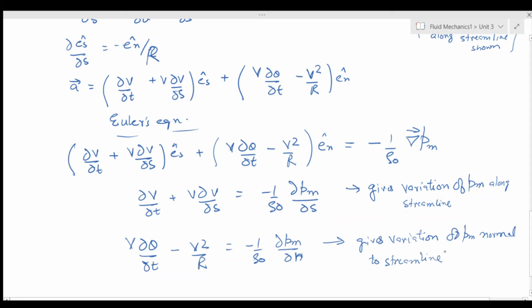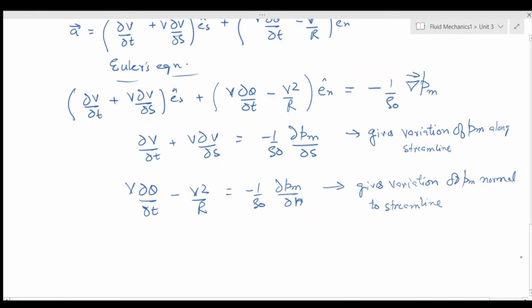streamline. Okay, so we have now variation of pressure along the streamline and perpendicular to the streamline, and you would now find out this is the Euler's equation based on which we have this experiment of rectangular bend. All those readings of pressure which were taken on rectangular bend, they are based on this one.